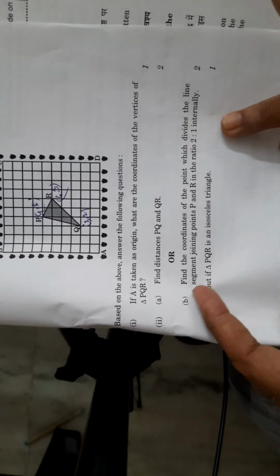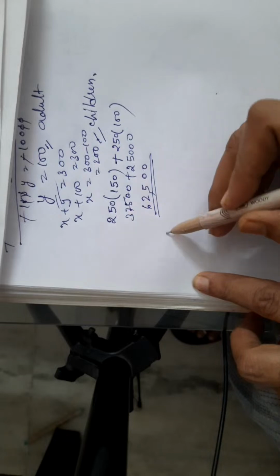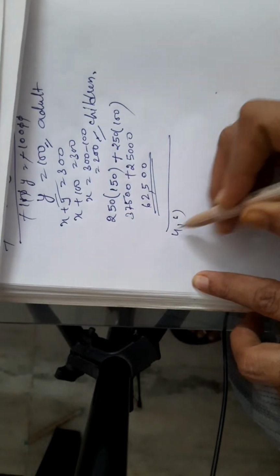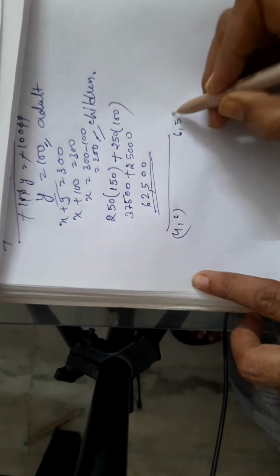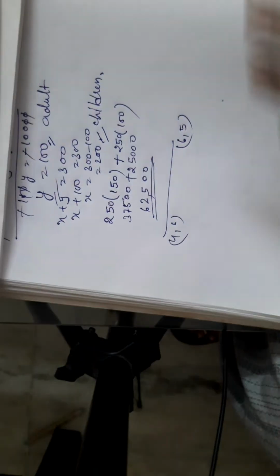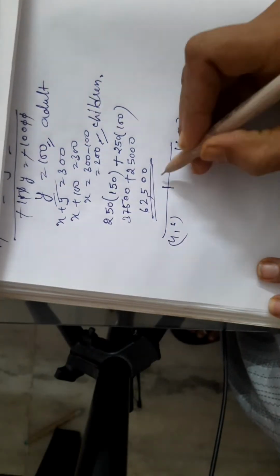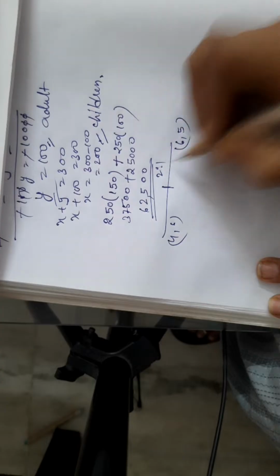So let's have revision of this one. Find the coordinate of P and R. So the P coordinate is 4 comma 6. R coordinate is 6 comma 5. We need to find the coordinate which will divide this in the ratio 2:1.